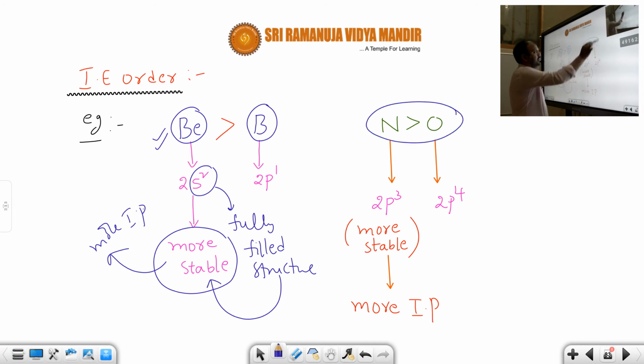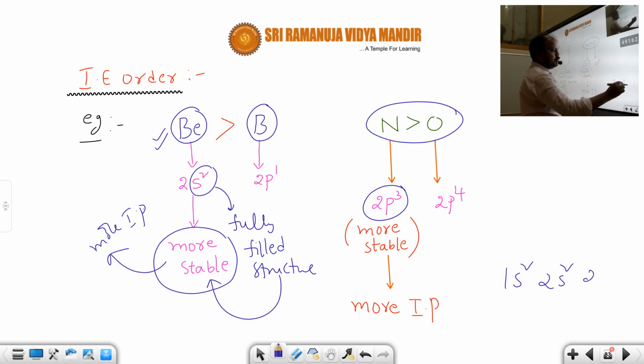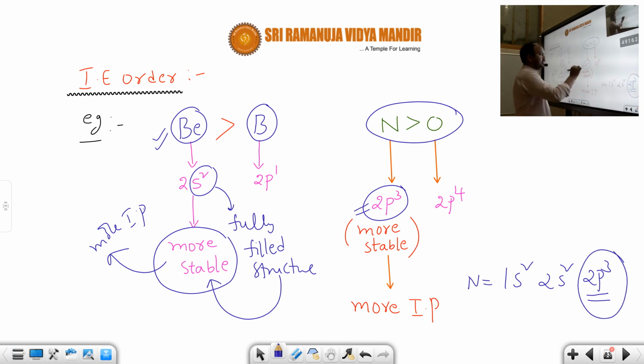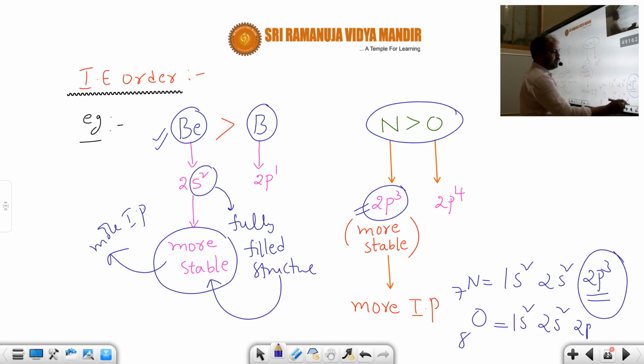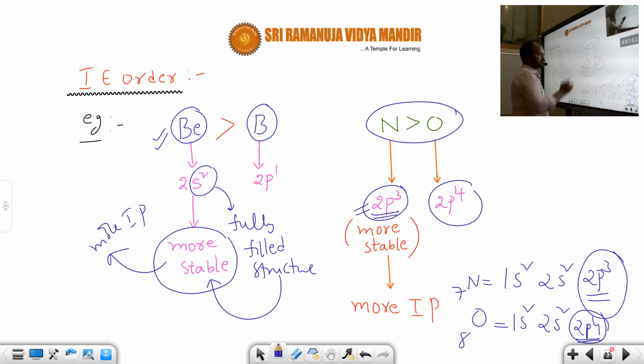After that, nitrogen and oxygen. Nitrogen in its valence shell, what will be there? 2p3, because 1s2 2s2 2p3. The last orbital in the case of nitrogen is 2p3. That's why I have written like this. Oxygen's atomic number is 8, nitrogen's atomic number is 7, we know that. Oxygen is 1s2 2s2 2p4. That's why oxygen in its valence shell has 2p4. So oxygen is 2p4, nitrogen is 2p3.